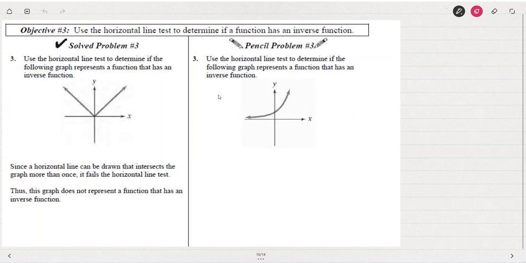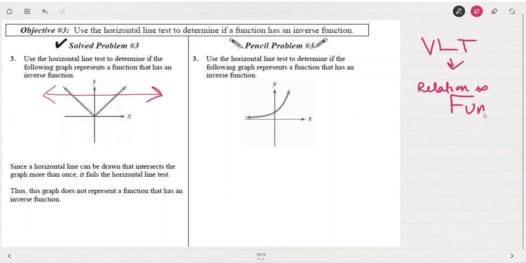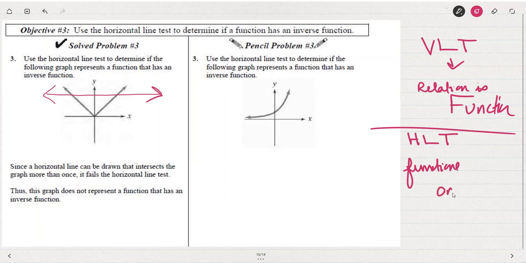If the function passes the horizontal line test, I know you're used to the vertical line test. The vertical line test tests if a relation is a function, right? Is it a function, yes or no? Both of these are functions. But the horizontal line test tests if the function is what we call 1 to 1. If it's 1 to 1, then it has an inverse.